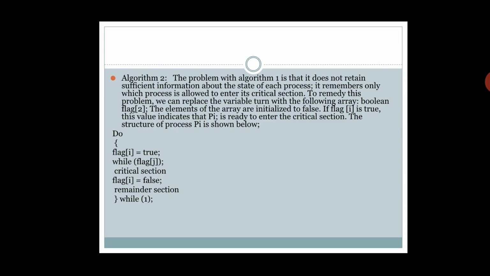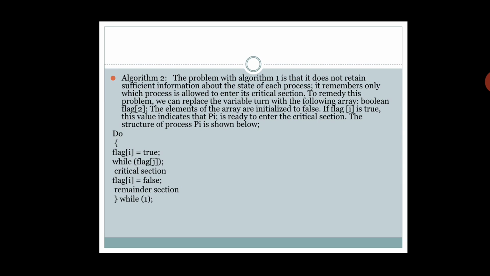Fine. The second thing is algorithm 2. The problem with algorithm 1 is that it does not retain sufficient information about the state of each process. It just checks the turn variable, and it will decide whether the process has to go to the remainder section or critical section. But with respect to algorithm 2, what they are saying is it remembers only which process is allowed to enter the critical section. That is what I just now said.